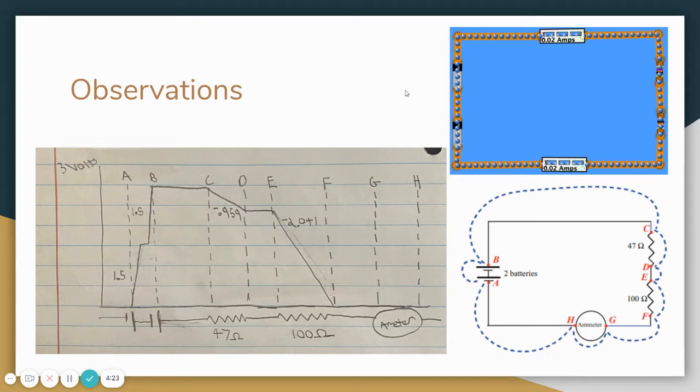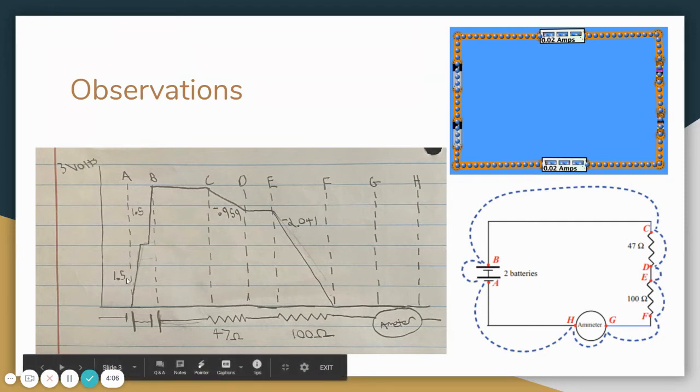So initially, I'm going to look at some observations. They asked us to observe the potential differences at these different points, A, B, C, D, E, F, G, H. And this is what I found. At the batteries, it was 1.5.